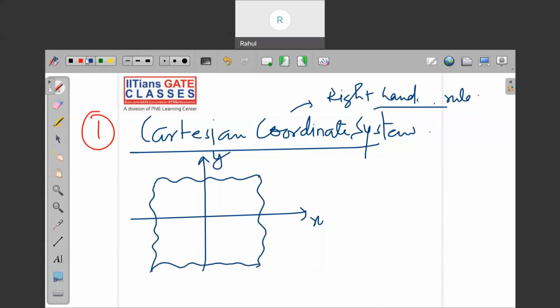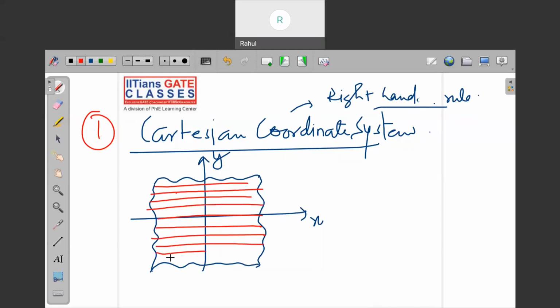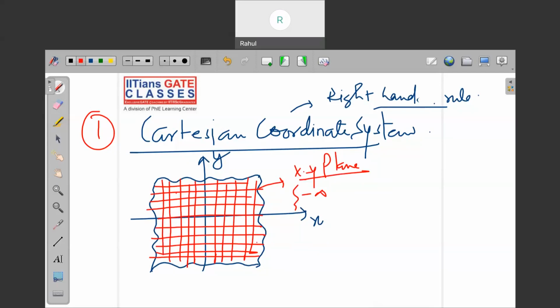Let me draw this line so you can visualize this is your xy plane, in two dimensions, which looks like a sheet. And x is ranging from minus infinity to infinity, and y is also ranging from minus infinity to infinity. So this is the sheet.